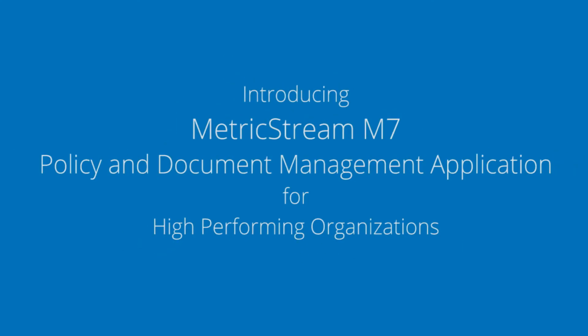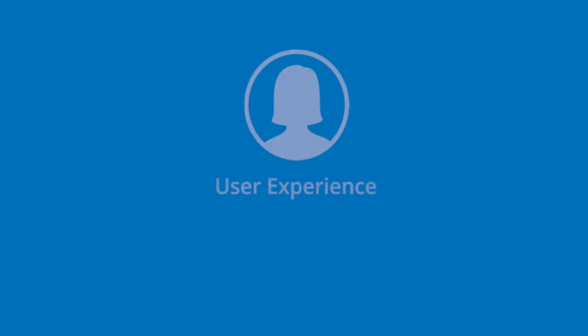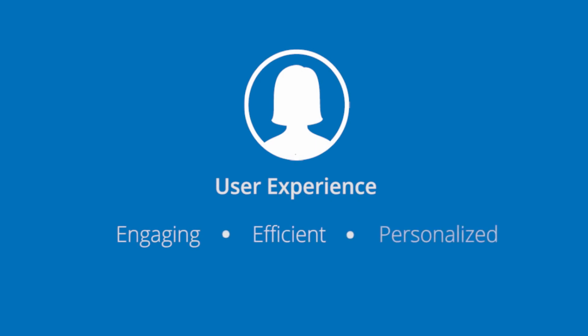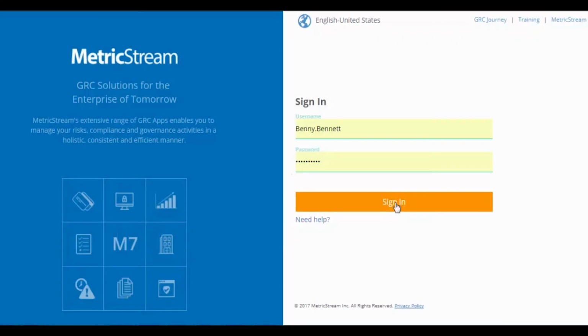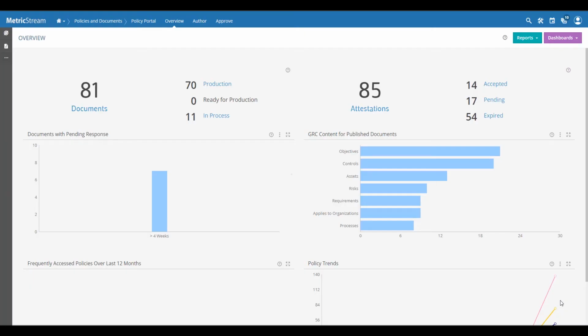This presentation is to introduce you to MetricStream M7 policy and document management application for high-performing organizations. Throughout this presentation, you will see that the user experience is engaging, efficient, and personalized, helping you simplify and strengthen your policy management program. The MetricStream M7 policy and document management app provides a comprehensive and flexible system to streamline and automate the policy and document management lifecycle.